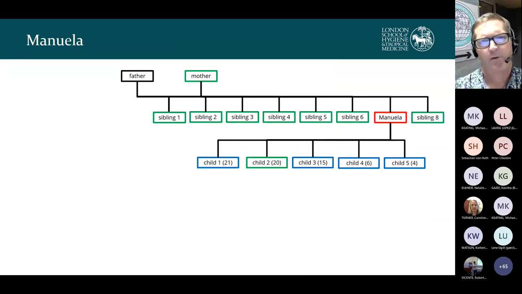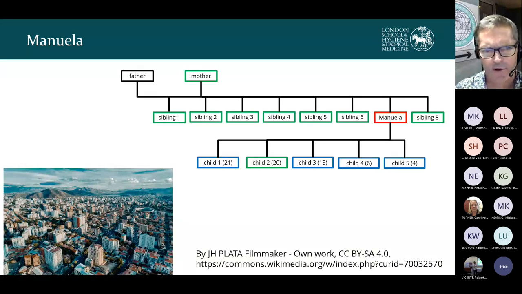Let me tell you about Manuela, who we met a couple of weeks ago, not her real name. She's the seventh of eight children. She grew up in Cochabamba, in this town of Cochabamba. She described her childhood as a very austere childhood. She wasn't allowed out into the rural surrounds of Cochabamba. She lived in a brick house.